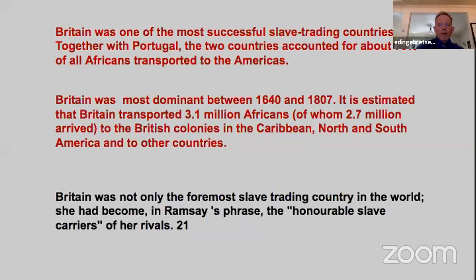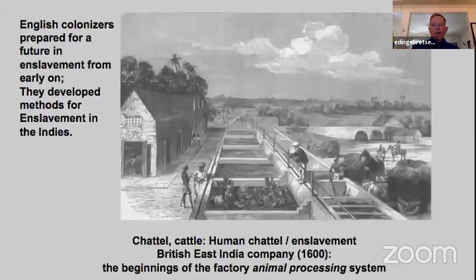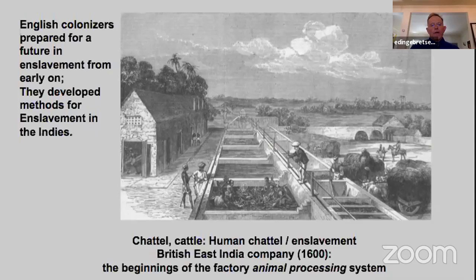As one commentator writes, Britain was not only the foremost slave trading country, she had become the honorable slave carrier of her rivals. Long story short, she became kind of the Uber for persons who did not have the boats themselves. English here, colonizers preparing for a future of enslavement from early on.